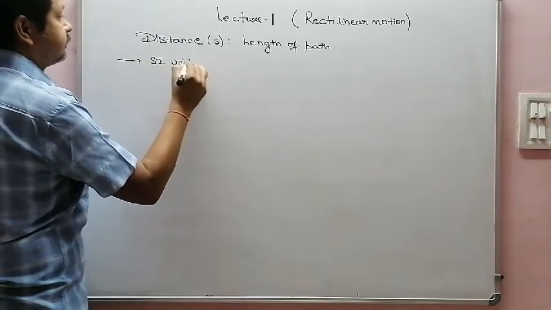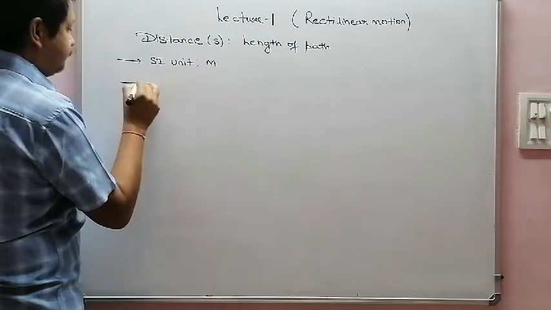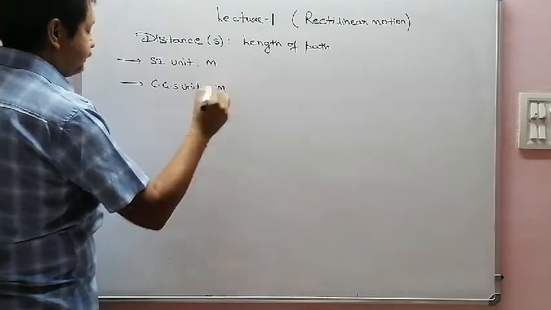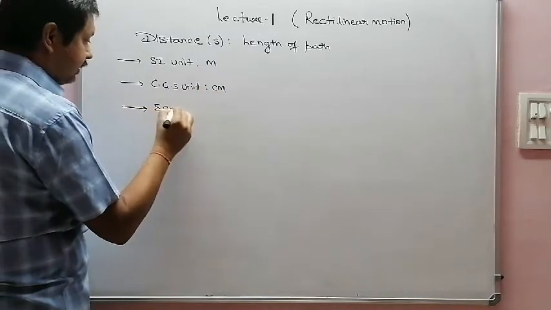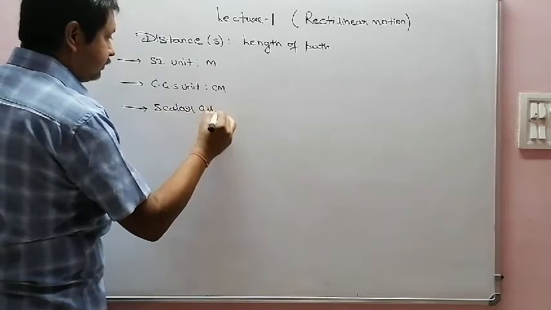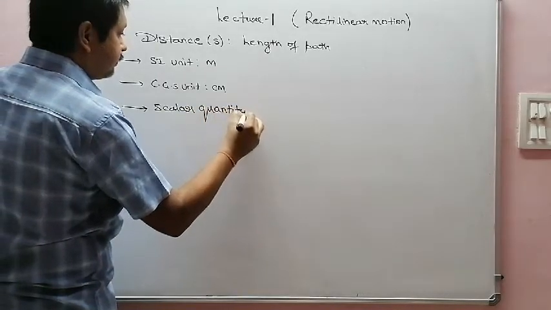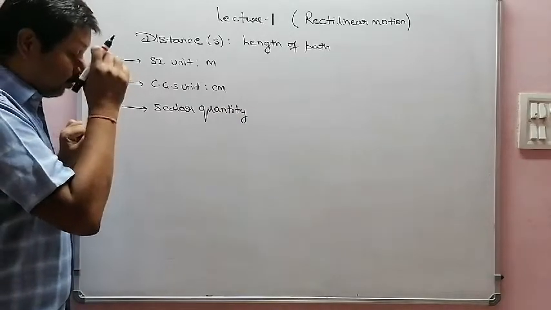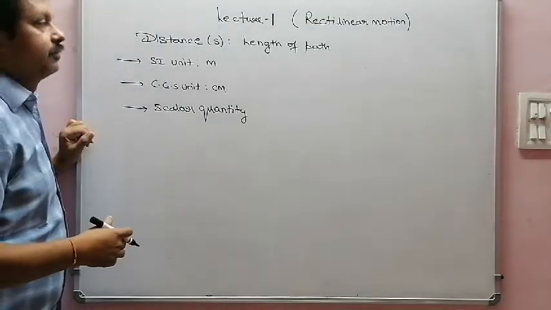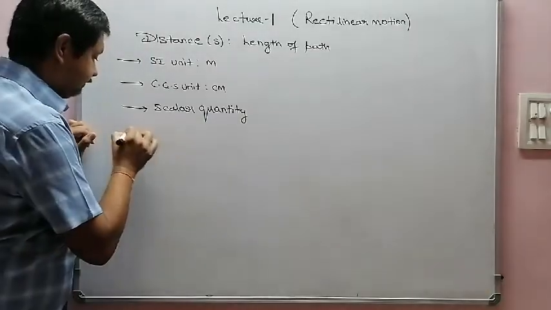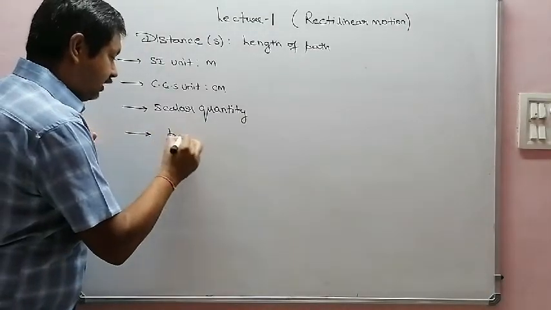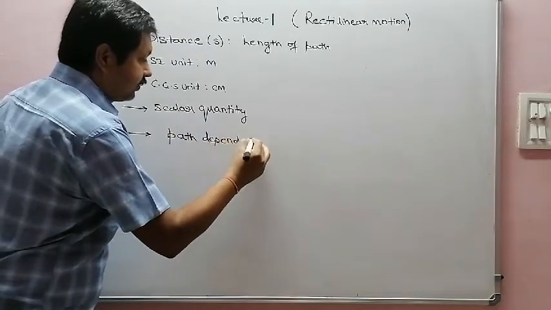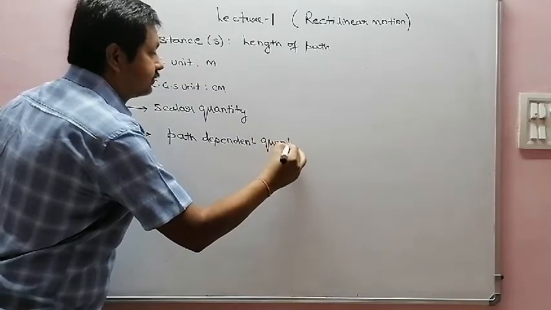SI unit: meter. CGS unit: centimeter. Distance is a scalar quantity. Since distance is the length of the path, we require a path for measurement of the distance. The path dependent quantity. So distance is a path dependent quantity.